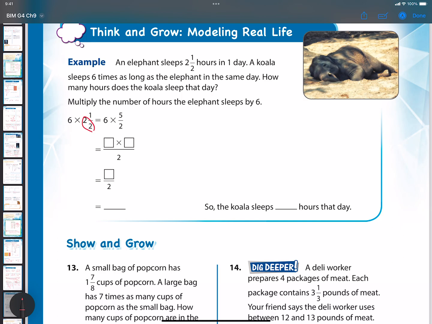Cross multiplication strategy to convert that mixed number into what? Fraction, which is what? 5 over 2. Now 6 times 5 is what? 30. 30 over 2 is what? 15. Because 2 can fit into 30 by 15 times. So 15 times. Okay, 15 hours that day.